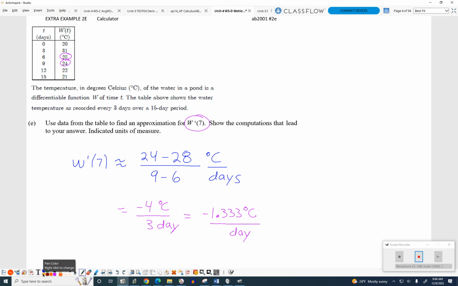Okay, please raise your hand if you have the yellow box written on your paper. 2 points. Questions? So we're just estimating that the temperature of the water is decreasing on day 7 by about 1.3 degrees Celsius every day.